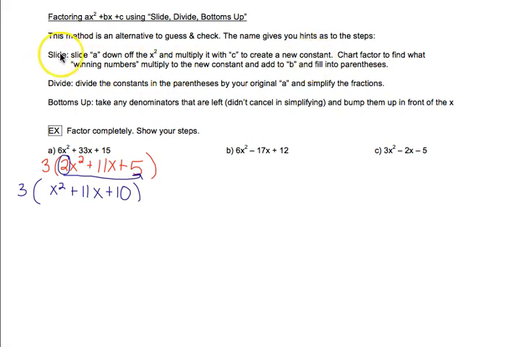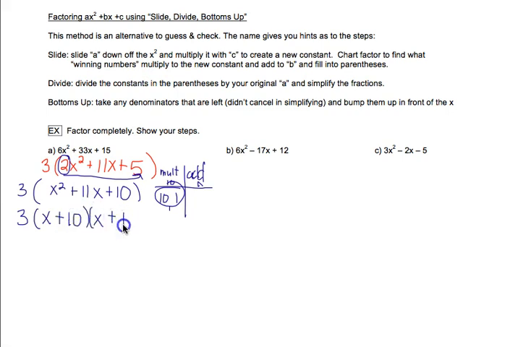Once we do that, we're still in the slide step. We then can chart factor with winning numbers. So look for what multiplies to 10 and adds to 11. So that one's pretty easy. 10 and 1 are my winning numbers. So just like regular chart factoring, it says chart factor. So I'm going to chart factor x plus 10 times x plus 1. So I did that. I filled them into the parentheses. I'm done with the slide.